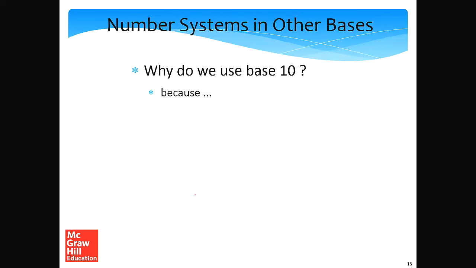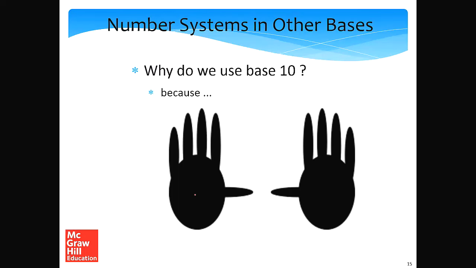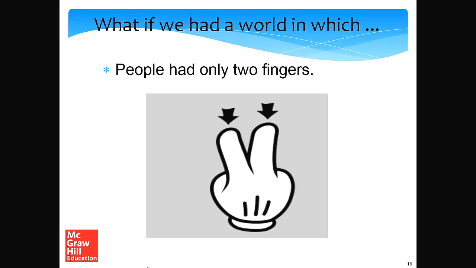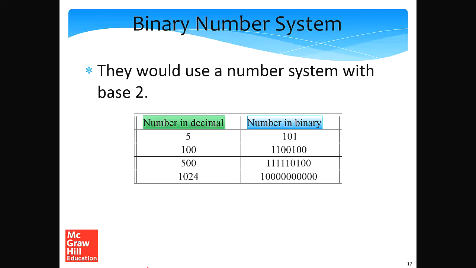So why do we use base 10? Well, simple. We have 10 fingers, so that's how we learnt counting in the first place. That we count with our fingers from 1 to 10. What if we go to another planet, a planet which is far, far away, where people have only 2 fingers, right? So the entire planet, all the people there are very intelligent, but they have only 2 fingers. So instead of base 10, they would actually use base 2.